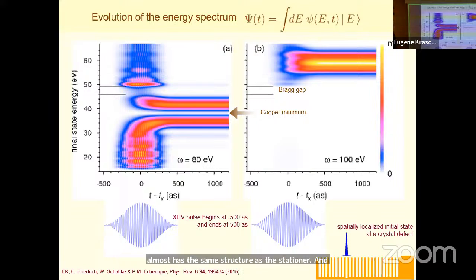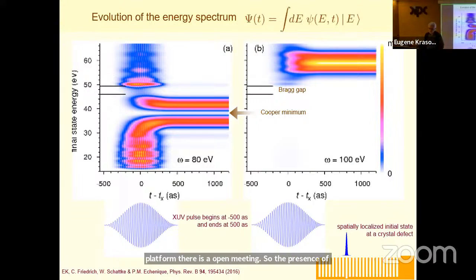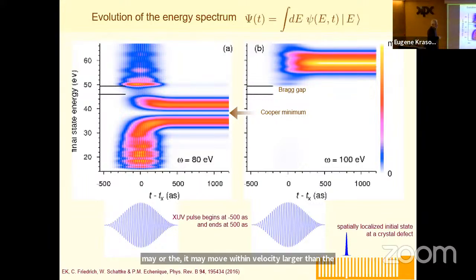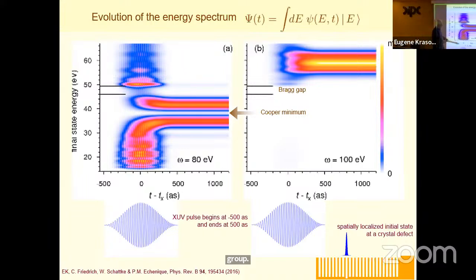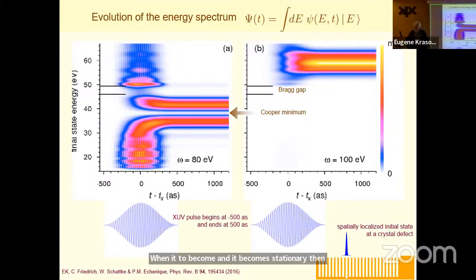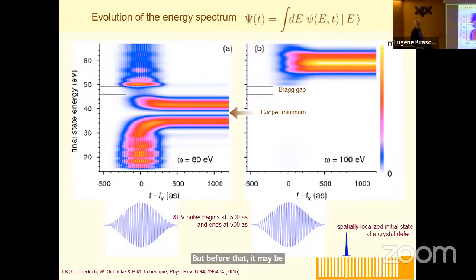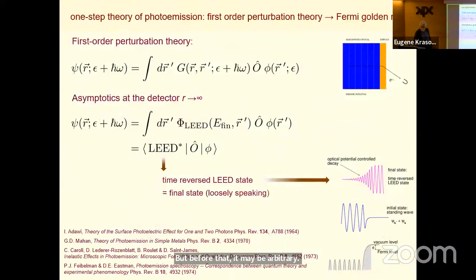And this happens because here in the middle of the spectrum, there is an open medium. So the presence of this very complicated, very sharp structure of the final states really affects the temporal evolution of the energy spectrum. And while the spectrum is not stationary, the electron, or the wave packet, may move with a velocity larger than the group velocity. When it becomes stationary, then the velocity of the center of gravity is just the weighted group velocity. But before that, it may be arbitrarily high. Interference effects.